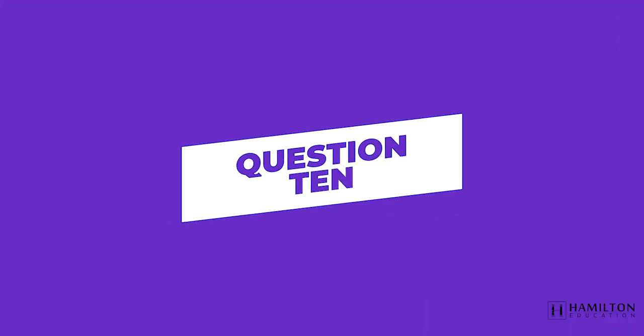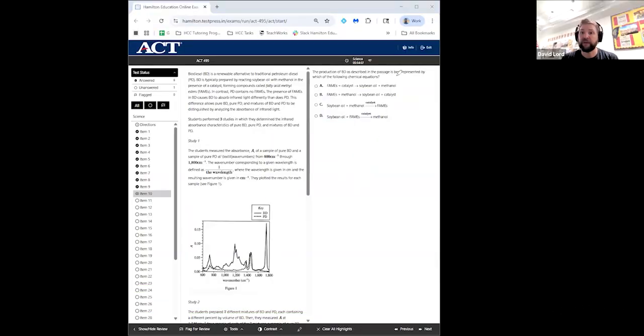All right, a little bit of chemistry background knowledge. The production of BD is described in the passage best represented by which of the following chemical reactions? So on the left side of the arrow is reactants, and the right side are the products. So BD is a renewable alternative to traditional petroleum diesel, and it's prepared by reacting soybean oil with methanol in the presence of a catalyst.